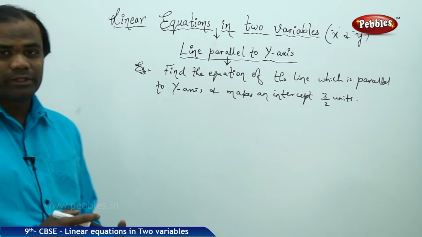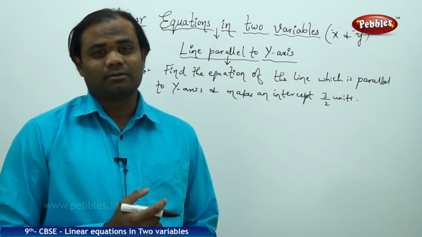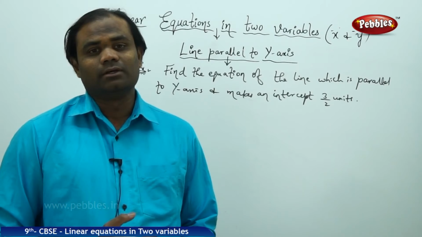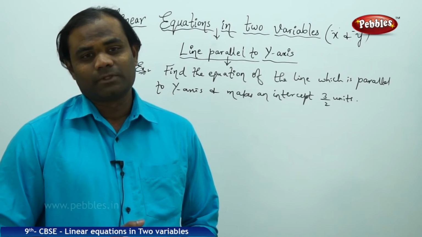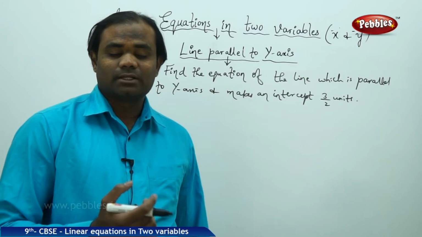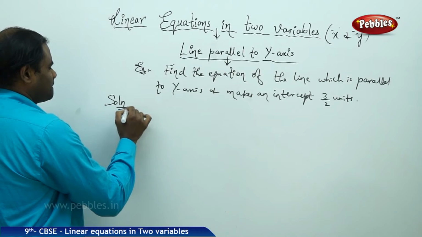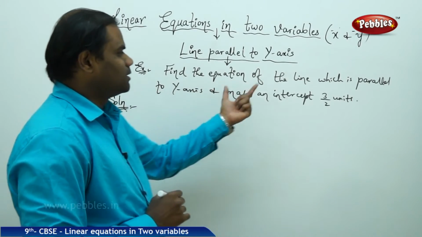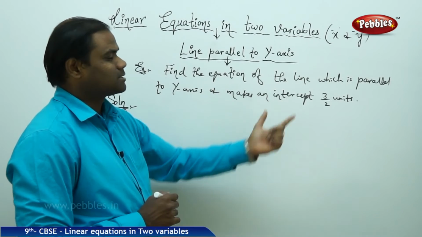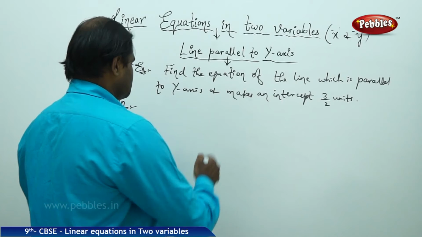So here I have a question with its respective information which I'm going to convert into the Cartesian plane, and through the Cartesian plane I can find the equation of line accordingly through the respective formula. So let's see how I can display the information as given in the question into the Cartesian plane. The question is about finding the equation of the line with the condition that it is parallel to y-axis and makes an intercept 3/2 units. So let's see how it makes an intercept.